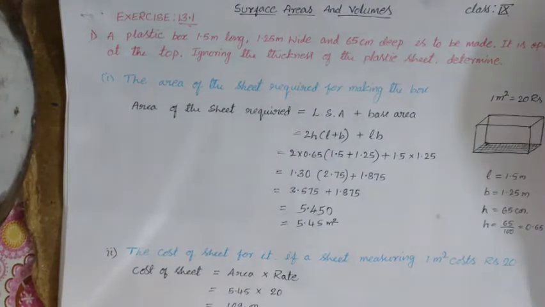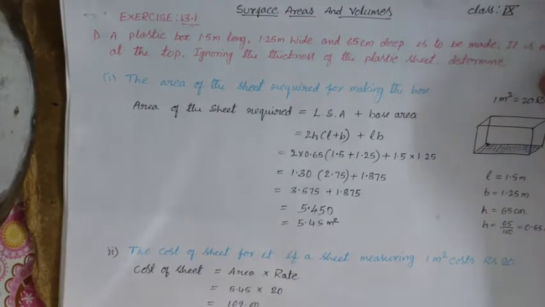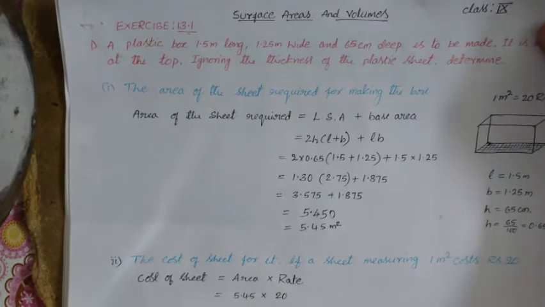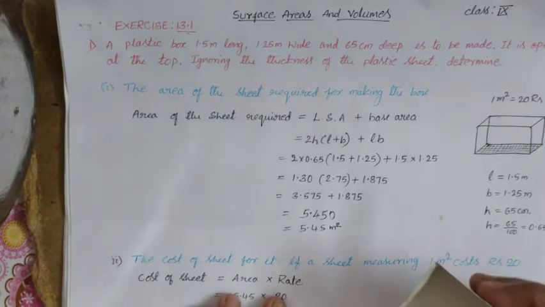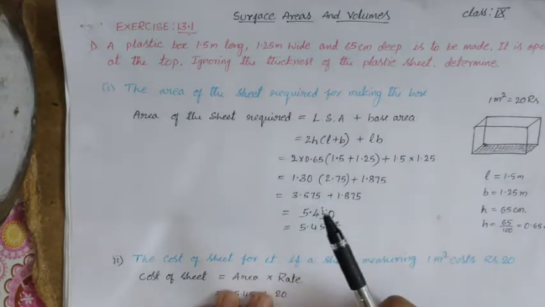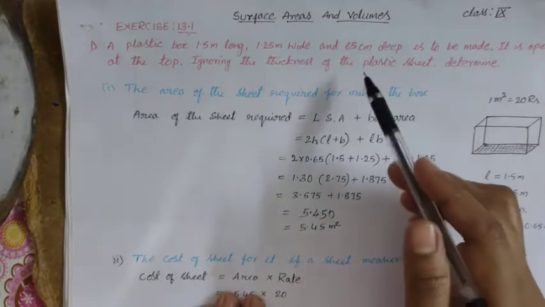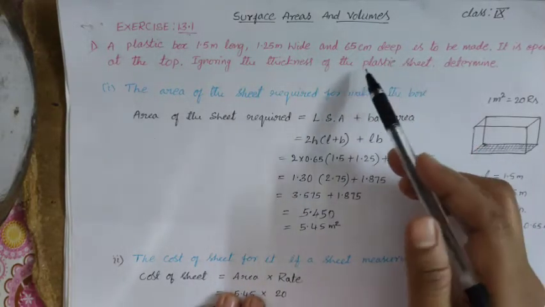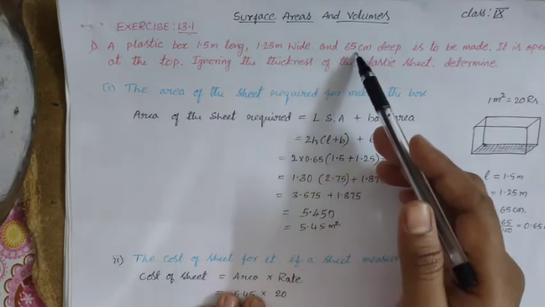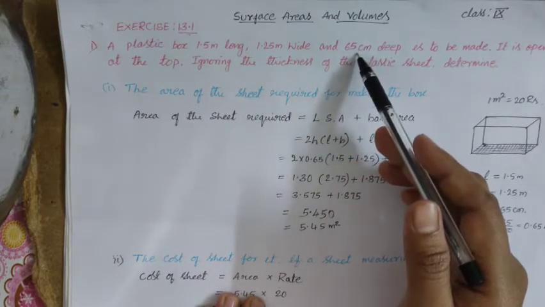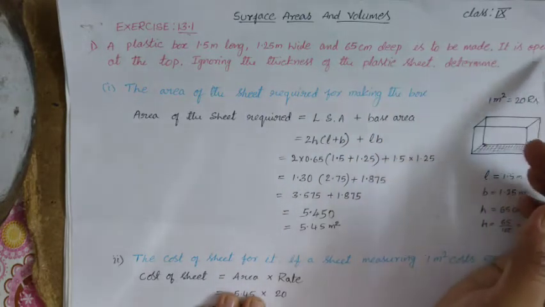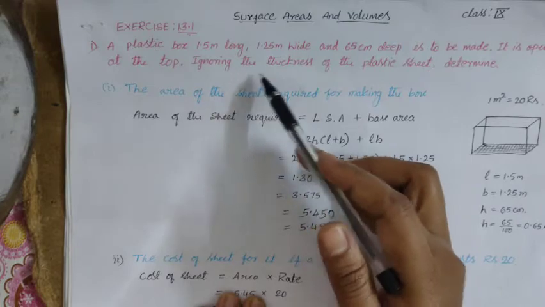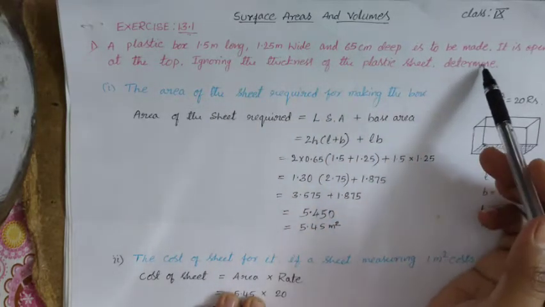Students, here you can read the question very carefully. The question is, a plastic box of 1.5 meter long and 1.25 meter wide and 65 centimeter deep, which means the length, breadth and height are given. The plastic box's length, breadth and height are given. It is opened at the top, ignoring the thickness of the plastic sheet, determine.